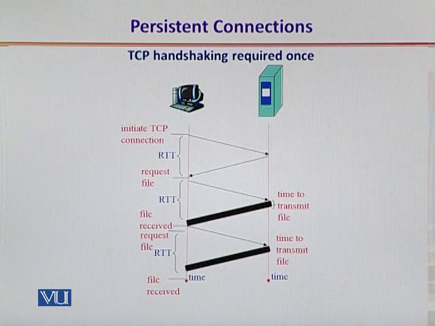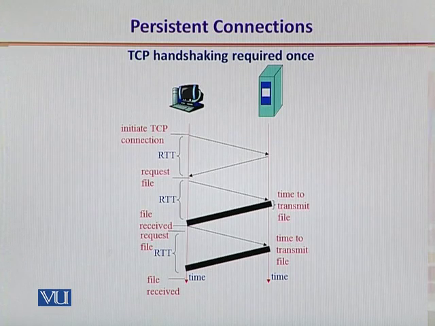As we already know, in persistent HTTP there's only one time when initial TCP handshaking takes place, and when all the objects are downloaded, then TCP close takes place. So in this figure, you see that for any number of objects, only one time TCP handshaking takes place. Then multiple object file requests are made one by one in a step-locked fashion.